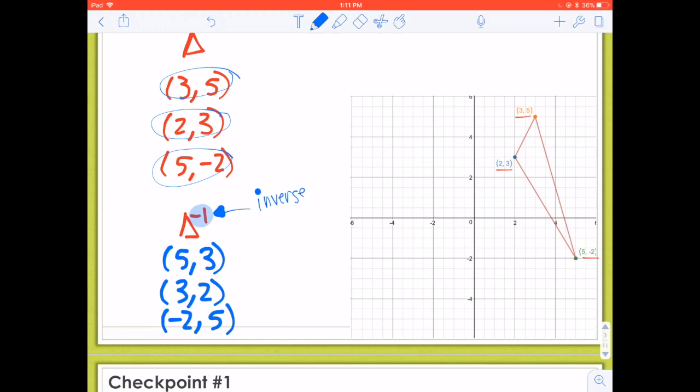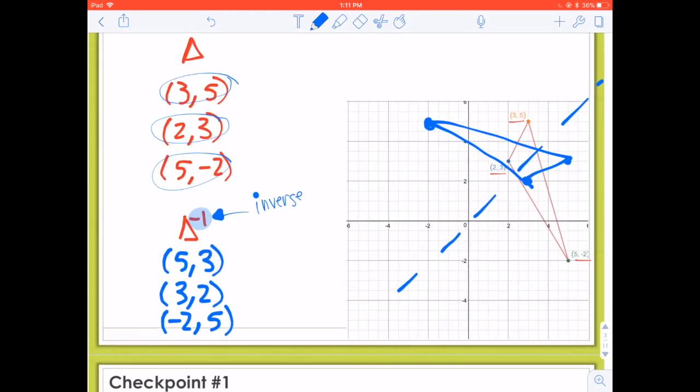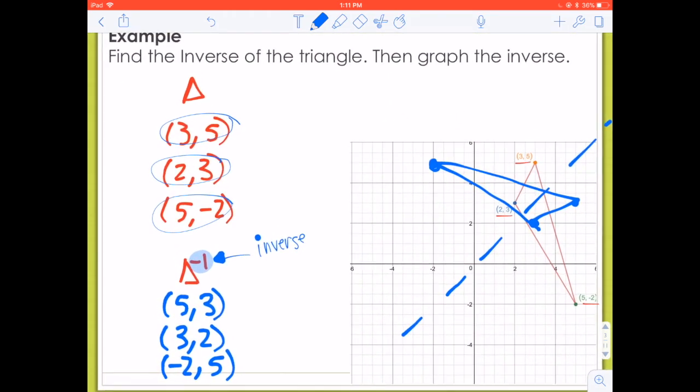So (5, 3), (3, 2), and (-2, 5). When you connect them, you can see that that's the inverse triangle. It's the same shape, but it's just being flipped over the y equals x axis. So as a summary, all you had to do was flip the x's and y's. Again, all you had to do was flip the x's and y's and you found the inverse.